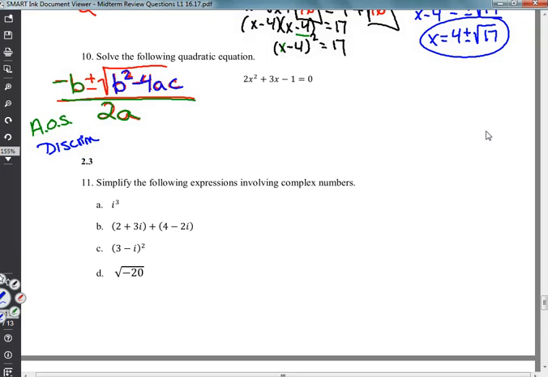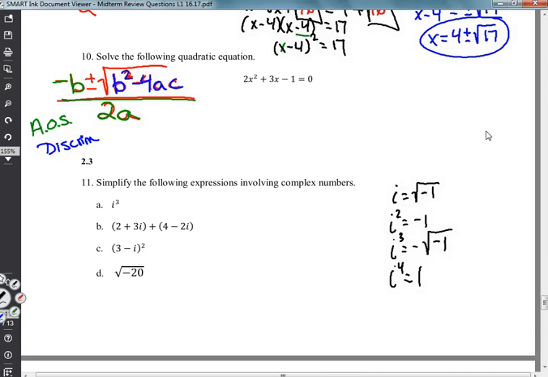Quickly going through the imaginary numbers, i equals the square root of negative 1, i squared equals negative 1, i to the third is a combination of both, and i to the fourth is 1.